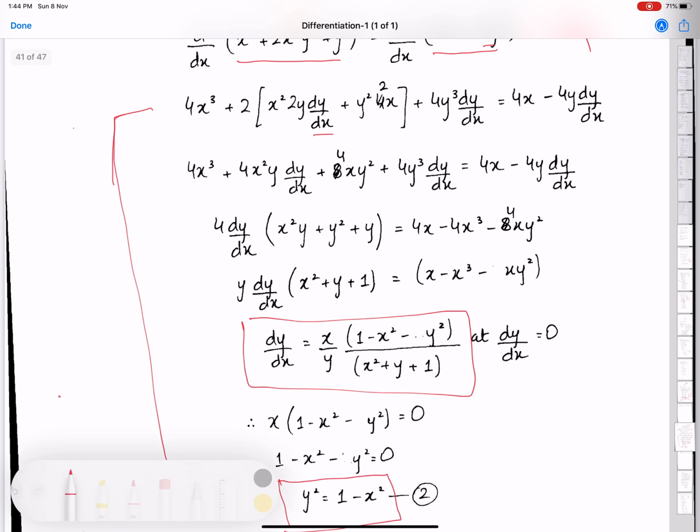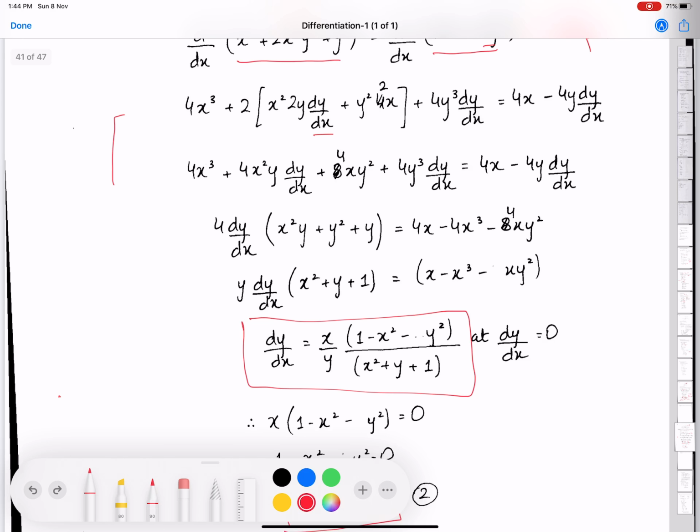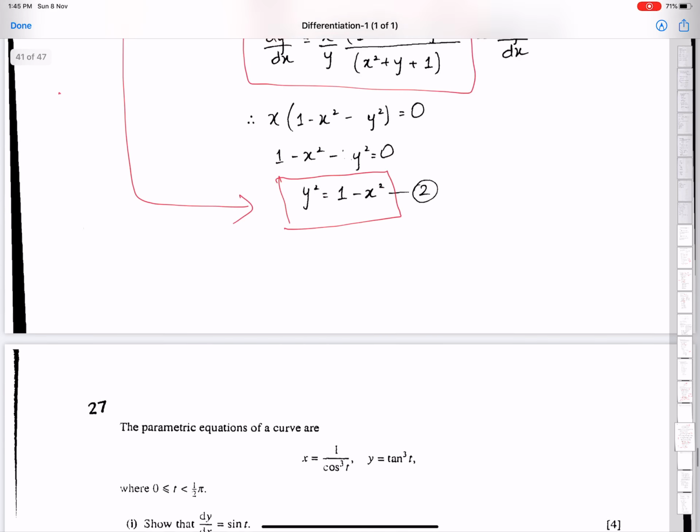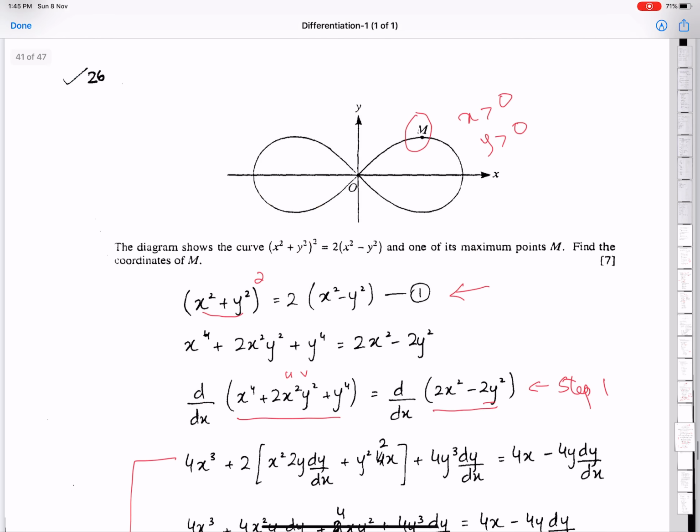So you have a choice. I would prefer this method: equate the gradient to 0 straight away, if the expression of the gradient is not required. I hope you have understood my point. Anyway, this is equation number 2, and this is equation number 1. You can say this one or this one, both mean the same thing.